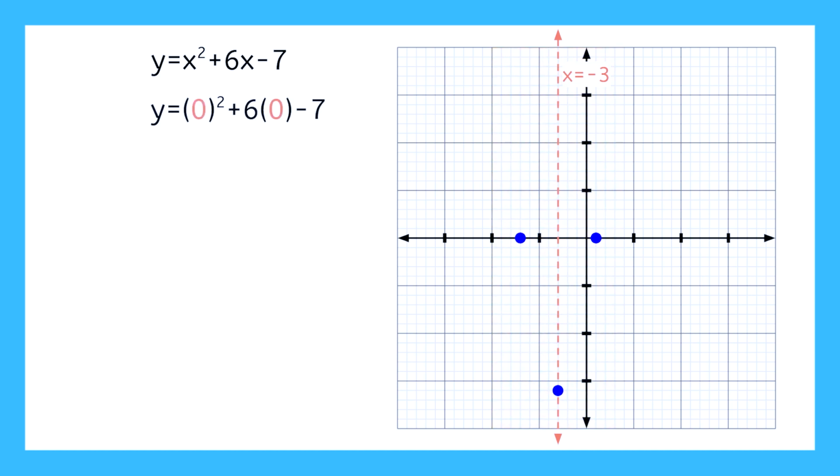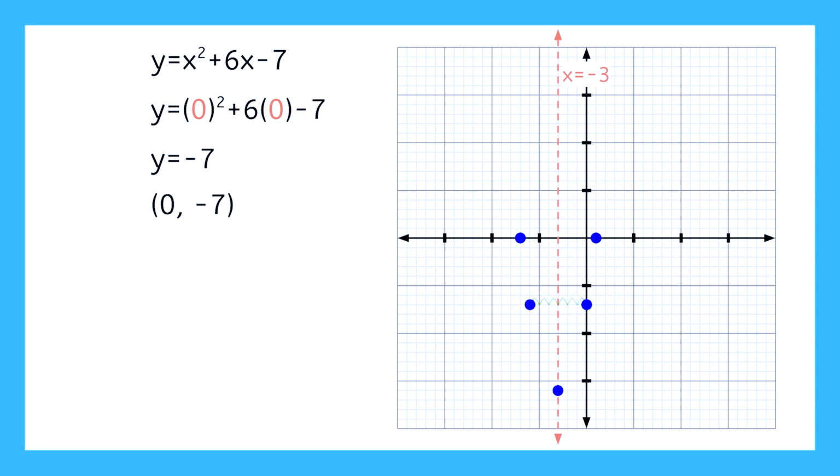If I substitute 0 for x, I get that the y-intercept is (0, -7). Once I plot this point, I can use my axis of symmetry to find its reflection. Since this point is 3 spots to the right of the axis of symmetry, we can plot another point with the same y value 3 spots to the left of the axis of symmetry.